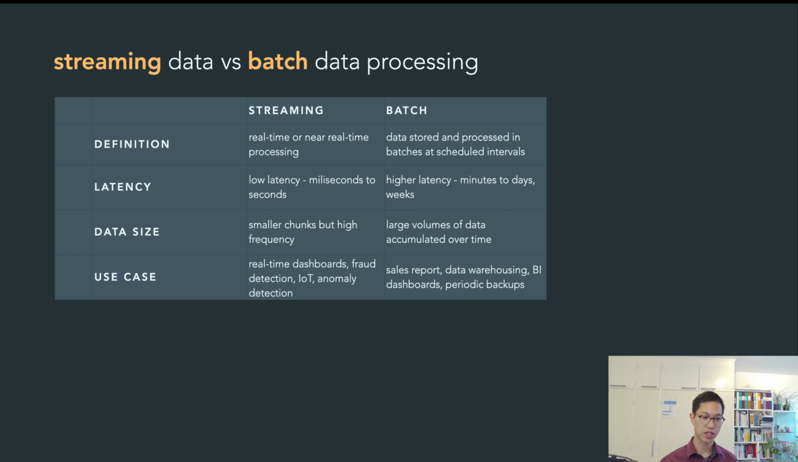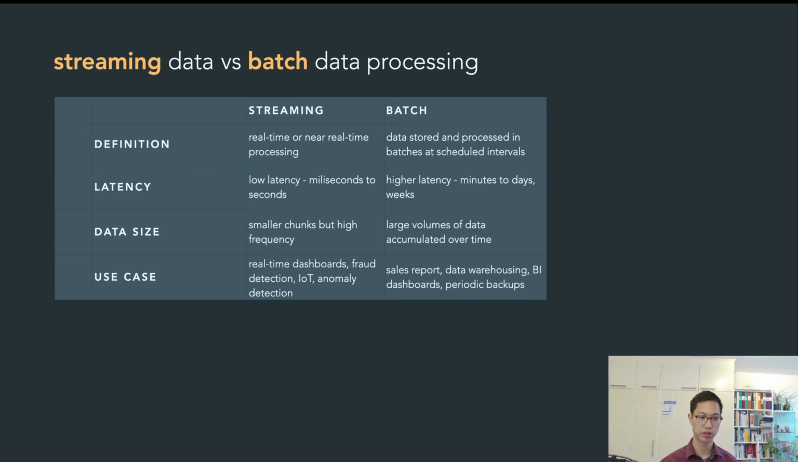And for use cases, in streaming, we have real-time dashboards, fraud detection, IoT, anomaly detection. So a lot of things that are time sensitive, you can see. While in batch, you usually have, it could be sales reports, data warehousing, business intelligence dashboards, and periodic backups.